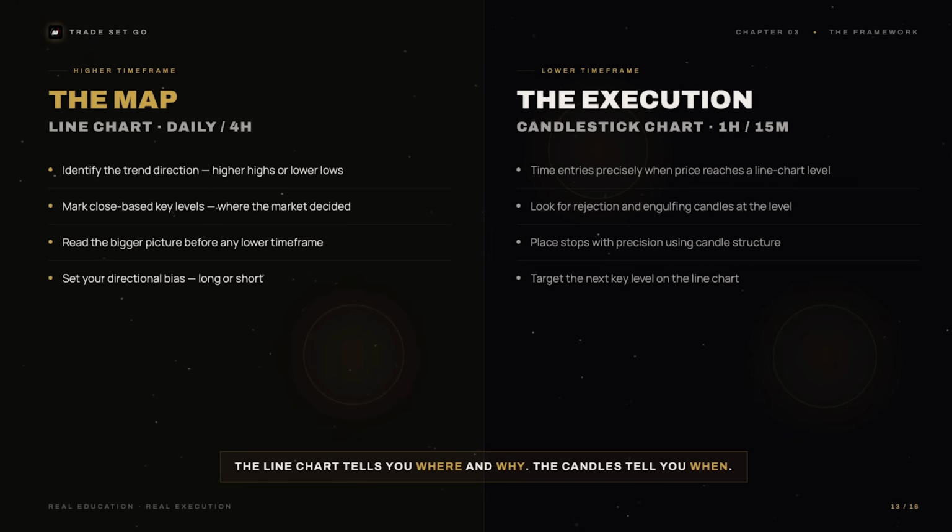That's why in the next episode, we're going to be looking at the execution and what it looks like to get your bias on the line chart, but then execute on your 1 hour and 15 minutes.